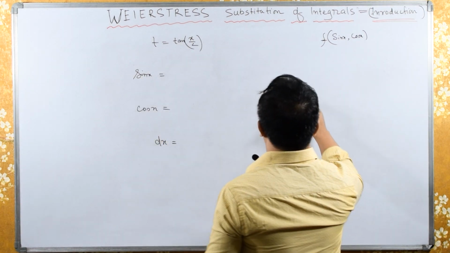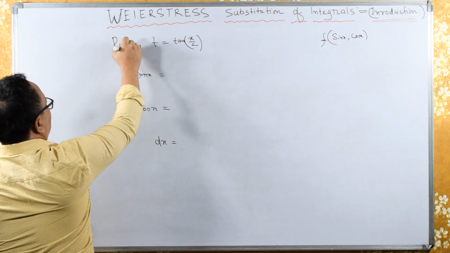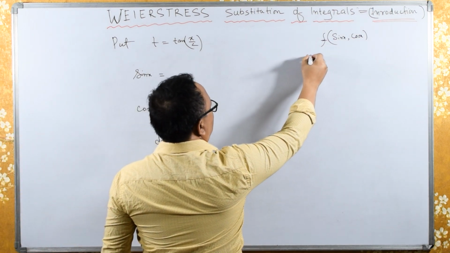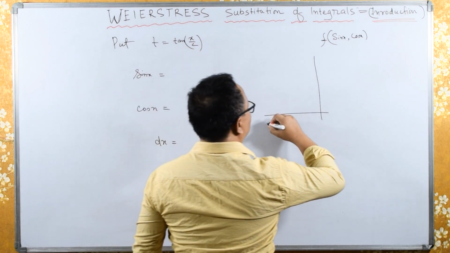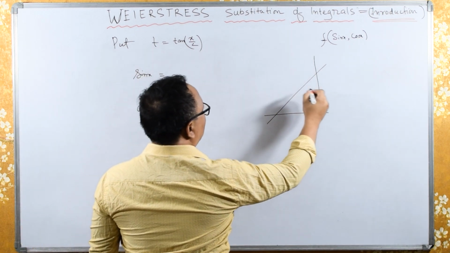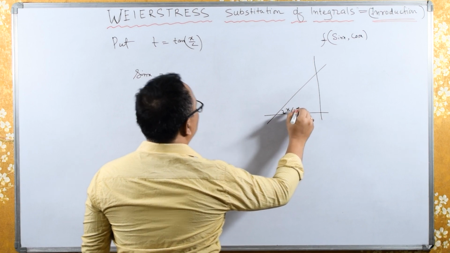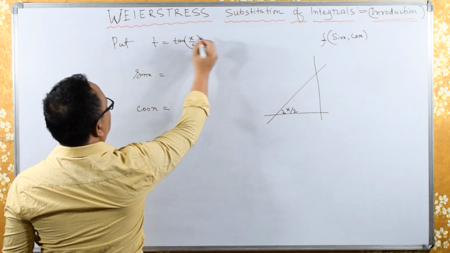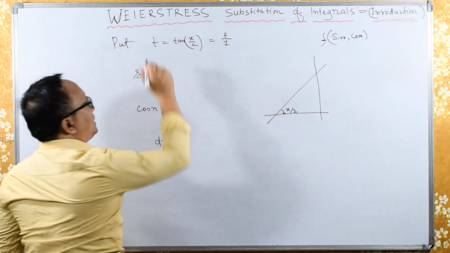Now if t equals tan x by 2, it means what? It is a right angle triangle. Here the angle is x by 2. Now tan x by 2 is the same as t upon 1. I can say t is the same as t upon 1.